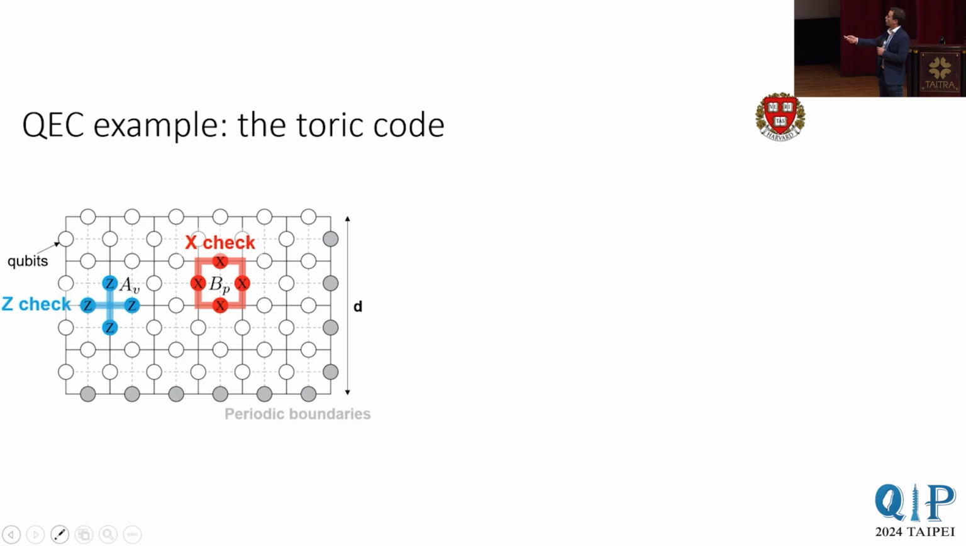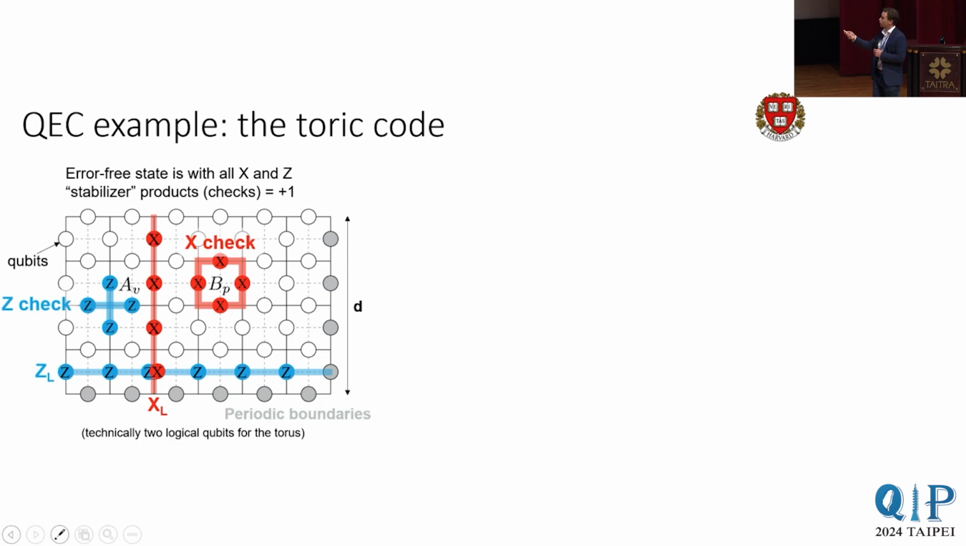And there are these X and Z check stabilizers, which are these 4-body products. And the ground state of the toric code is given by this error-free state where all of the X and Z products, all these stabilizers, are equal to +1. They're all these mutually commuting 4-body operators. And then from this state, we can directly read off the logical qubit by looking at these logical X and Z strings, which are products of X's and Z's that run vertically and horizontally across the lattice.